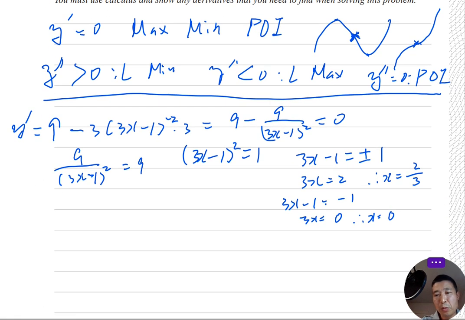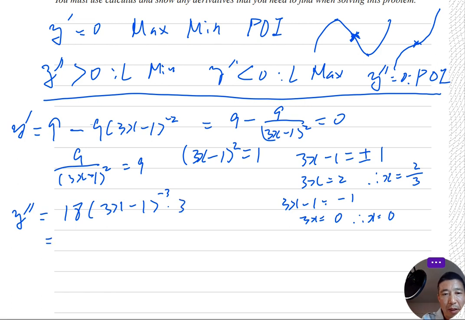So we've got two stationary points, and we will find out which one is what. So we have to do the second derivative. I'm going to use this 9 over 3x minus 1 squared. When I differentiate that, I get 18 times 3x minus 1 to the power of negative 3, times the inner. The derivative of the inner is a 3. So when I multiply, 54 over 3x minus 1 cubed.